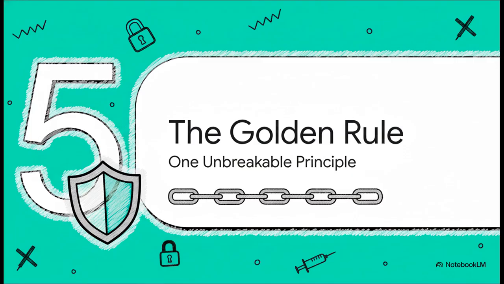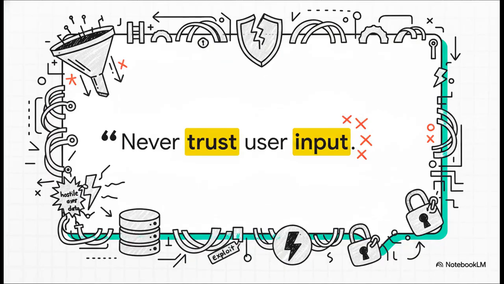So if you take away just one thing from all of this, please let it be this. This is it, the golden rule. You have to assume that every single piece of data coming from outside your system is potentially hostile. Whether it's from a user, another computer, anything, it must be checked, it must be cleaned, it must be handled with care. In security, trust is the vulnerability.